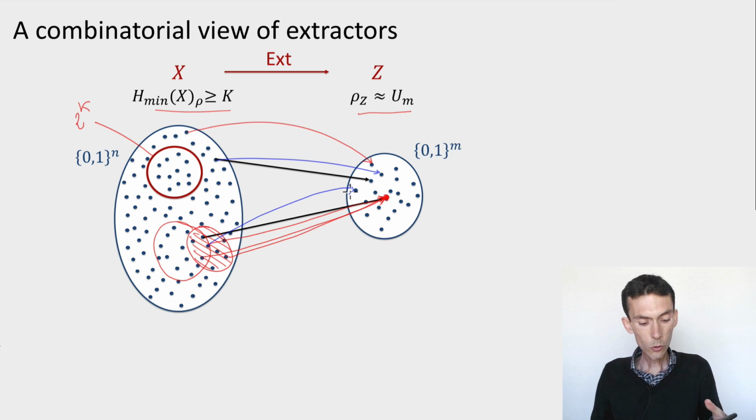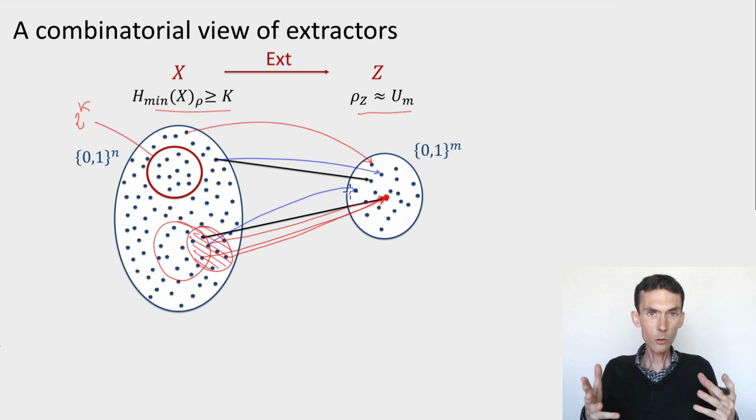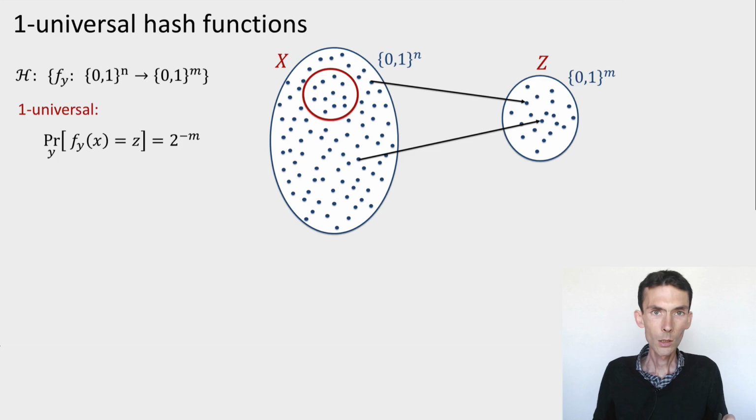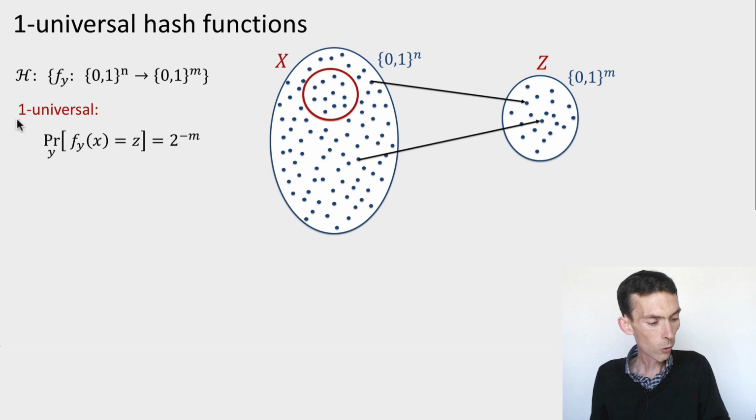So now let's try to do those based on hash functions, right? We're really trying to map a larger set containing the string X to a smaller set containing the string Z. So what are hash functions? Here's the first basic notion of a family of hash functions that we'll call a one-universal family of hash functions.